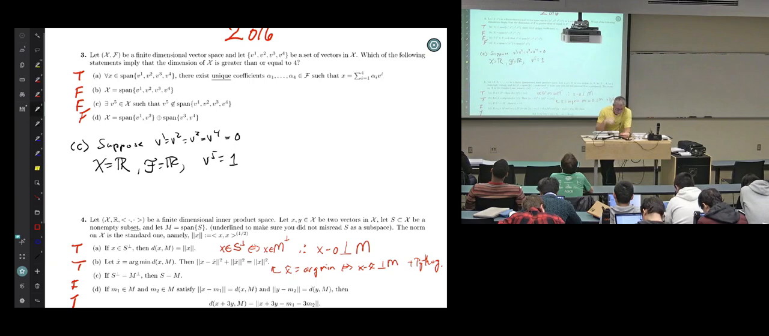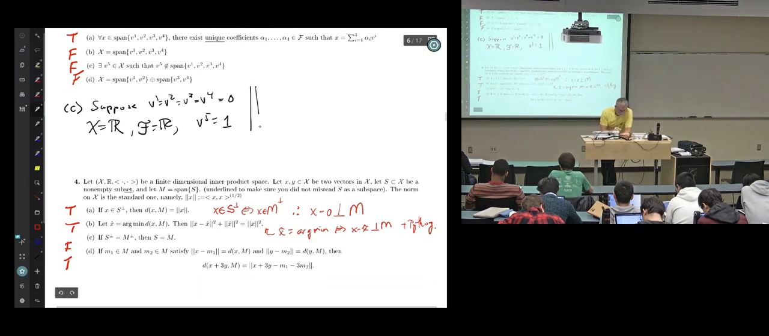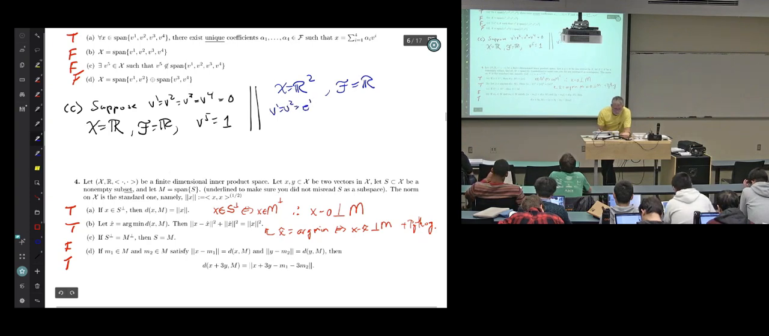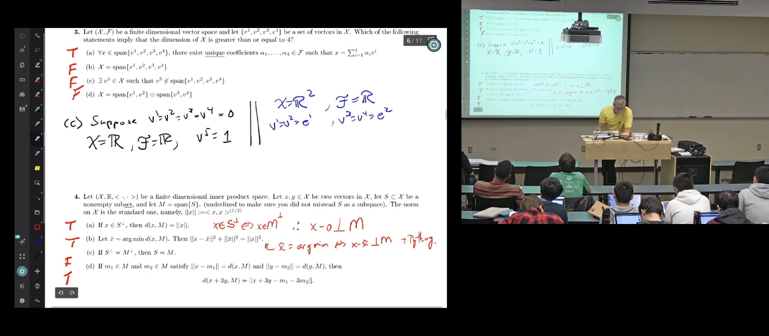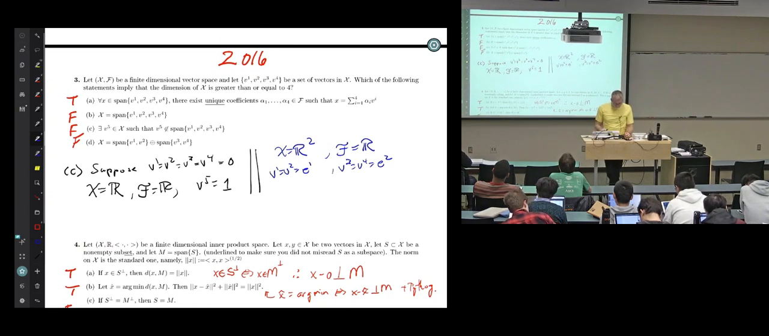Now D, let's take X equals R2. F equals the reals. V1 equals V2 equals the first unit vector. V3 equals V4 is the second natural basis vector. Then X is the direct sum of the span of E1 and the span of E2. So. And then 4C.